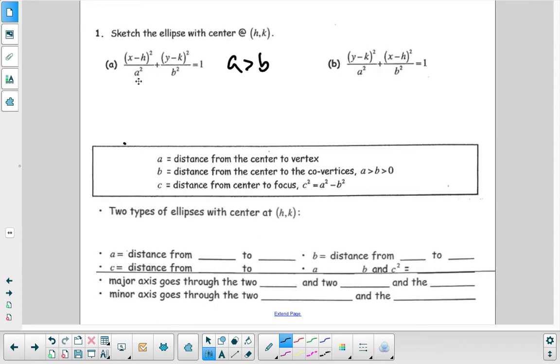But a is going to be the distance between the center and the vertex. And there's two vertices and there's two co-vertices. So co-vertex is just the other kind of edge of the circle that we associate with the ellipse. It's just the shorter distance. So vertex is the long distance and co-vertex is the short distance. But since the bigger number is attached to a here, it'll be longer. And since a is attached to y here, it'll be taller.